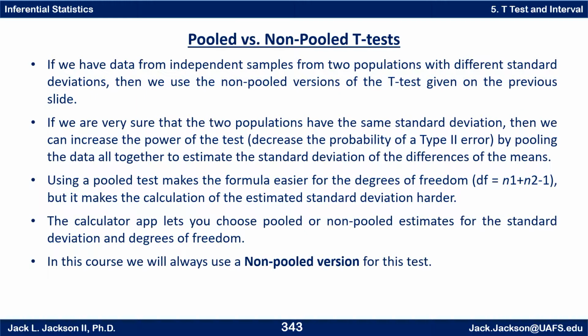If we're extremely sure that the two populations have the same standard deviation, then we can increase the power of the test, that is, decrease the probability of a type 2 error, by pooling the data all together to estimate the standard deviation of the differences of the means. Using a pooled test makes the formula easier for degrees of freedom. It's just n1 plus n2 minus 2, but it makes the calculation of the estimated standard deviation harder. The calculator app lets you choose pooled or non-pooled estimates for the standard deviation and degrees of freedom. In this course, we will always use a non-pooled version for this test, mainly just to make it easier on you.